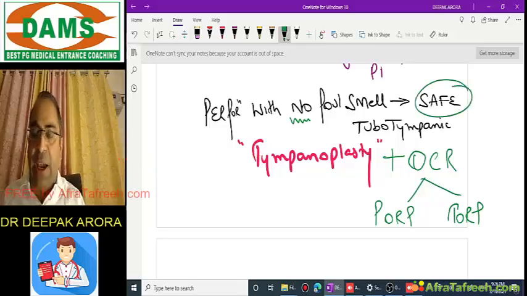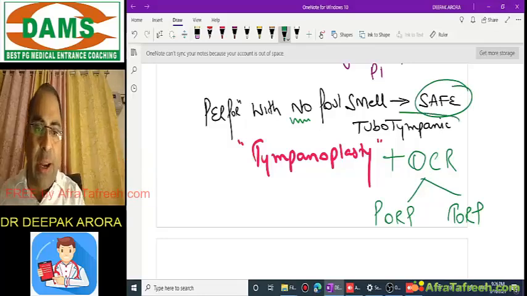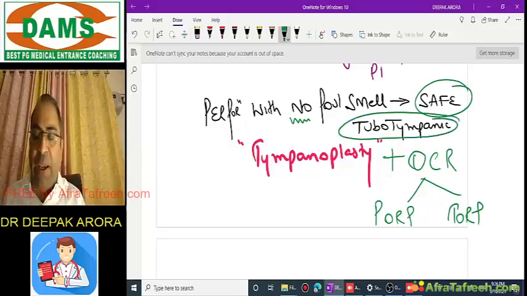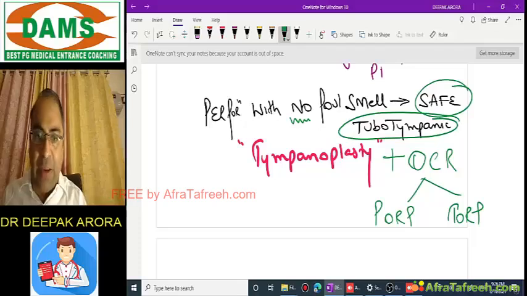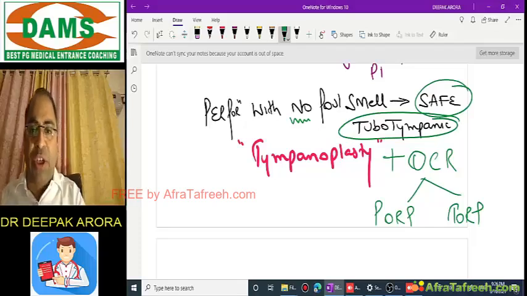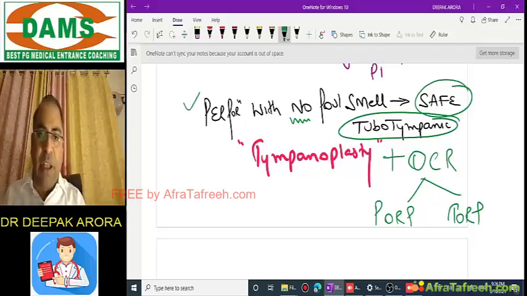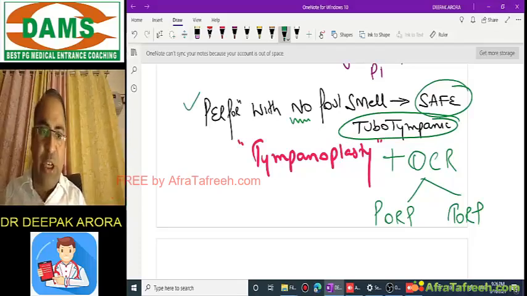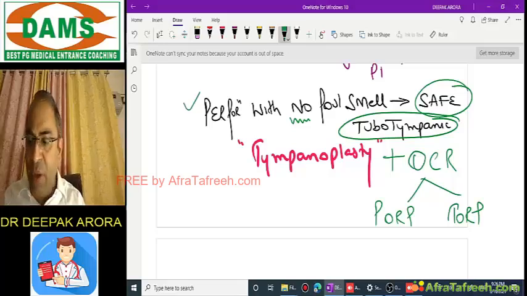We call it tubotympanic ear. Better listen to the keyword. I'm highlighting the keyword. If the patient is having the perforation but there is no foul smelling, we will label the patient as tubotympanic ear. What is the treatment for tubotympanic ear? We will be going for tympanoplasty.